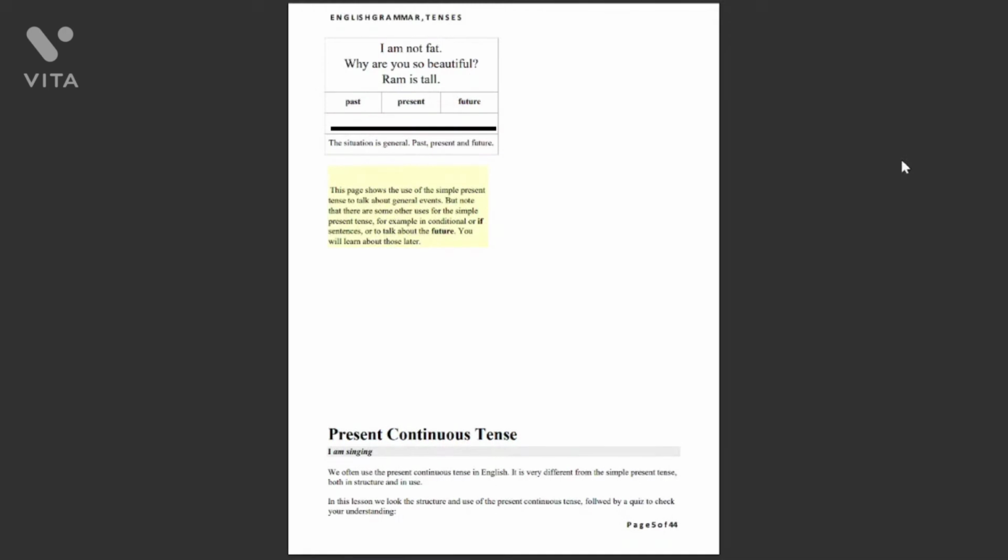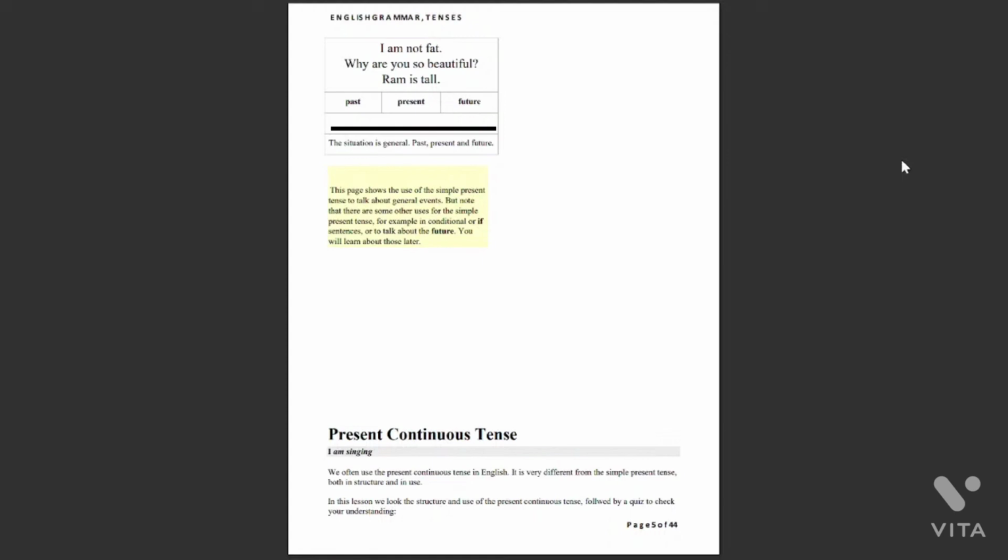Ram is tall. See, this sentence is like past, present and future. The situation is general. For every time it is general, right? I'm not fat. It's a general. Why are you so beautiful? Ram is tall. So this is a general situation. So it's like past, present and future tense.